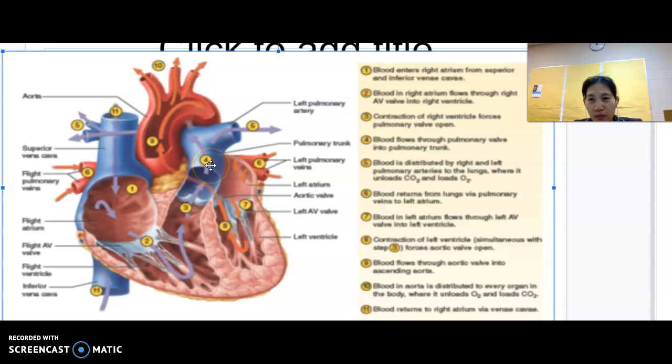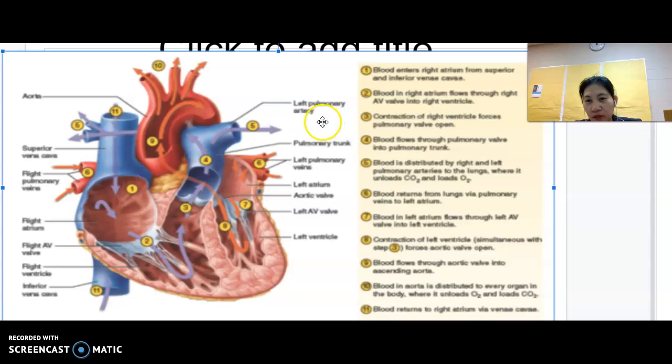Number four, then, blood flows through the pulmonary valve, right? And goes through the pulmonary trunk, these arteries. And then number five goes here. So blood is then distributed to the lungs where it will get oxygen. It takes out carbon dioxide and loads up oxygen in the lungs.